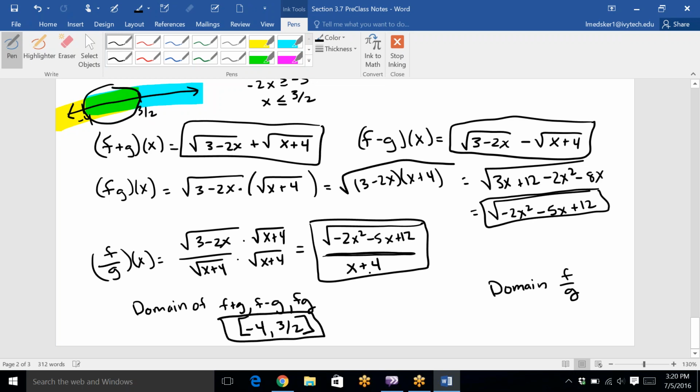The problem with this one is that there is this restriction here that x cannot equal -4 anymore because of the denominator. So this one would be the same domain except we remove the possibility of being -4 by taking away its bracket. And that is it.